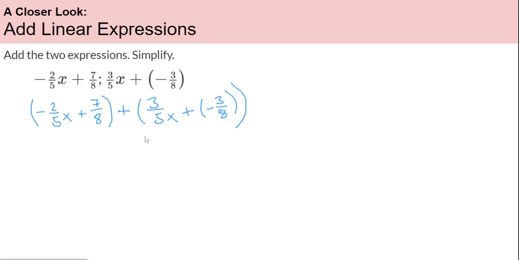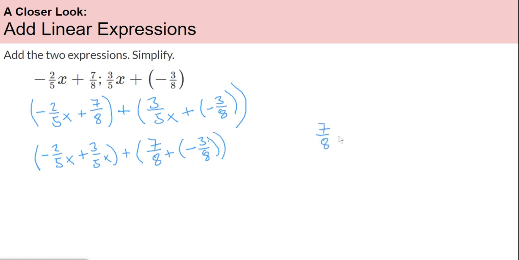All right. So now let's combine like terms. Let's move the grouping symbols around now. Let's move some of the terms around. Let's put our x's together. Negative 2/5 x plus 3/5 x. And then in the other parentheses, we've got 7/8 plus a negative 3/8. Or in your head, you could say, well, this is like 7/8 minus 3/8. They mean the same thing. So maybe that will help when we solve it.